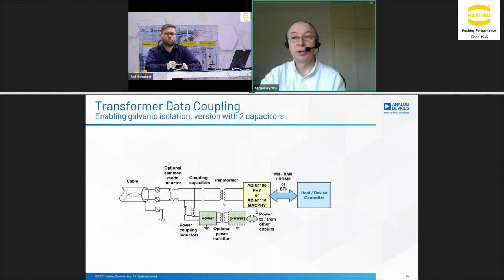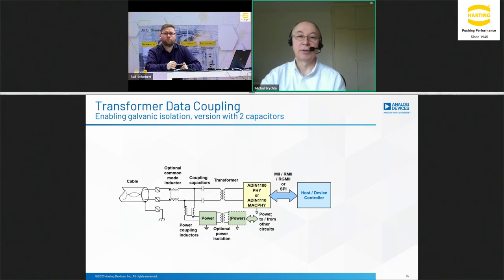But of course, if somebody needs better performance, they can use a transformer. You can use a transformer for the same SPE. You still need capacitors to block the DC current flowing through the transformer. But the transformer now can provide galvanic isolation, can provide more robustness against common mode voltage disturbance. And the power can be delivered isolated or non-isolated, depending on the requirement on the end system.